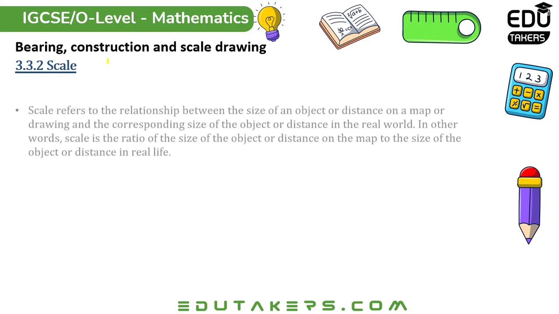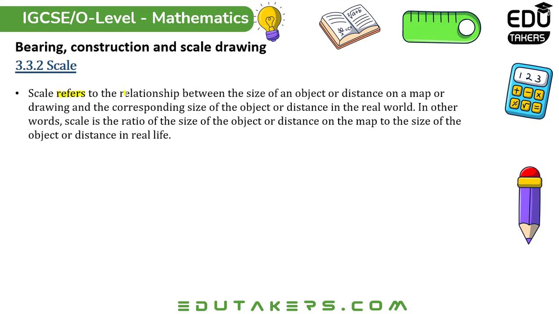Next is scale. Scale refers to the relationship between the size of an object or distance on a map or drawing and the corresponding size of the object or distance in the real world. In other words, scale is the ratio of the size of the object or distance on the map to the size of the object or distance in real life.